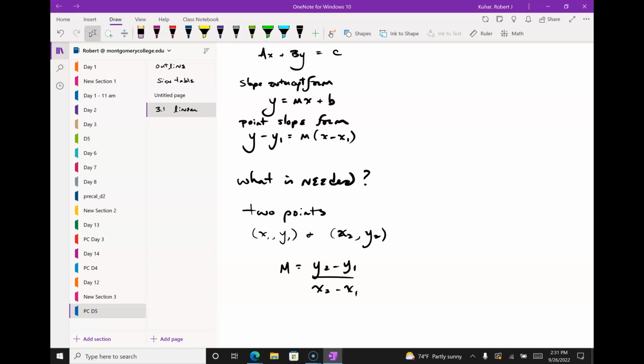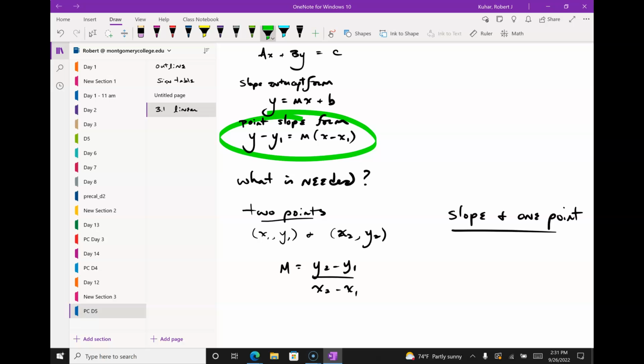What else could I get? So if I got 2 points, I got my slope. And then I could also need the slope and 1 point. So if I get 2 points, or if I have the slope and 1 point, most of the time I'm going to be using this version. But I'd like to be able to convert it into the other version. Standard form doesn't happen often. I never ask for it. I want these other two.